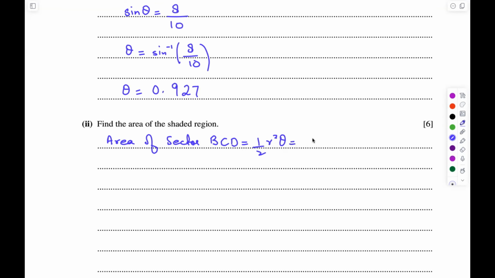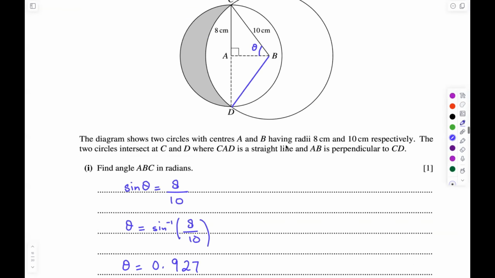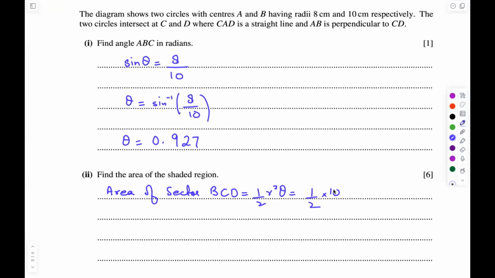So we know that the radius of the bigger circle is 10. So that will become half into 10 squared into 0.927. So 10 squared multiplied by 0.927, and then dividing this answer by 2. So the area of the sector will be equal to 46.35.